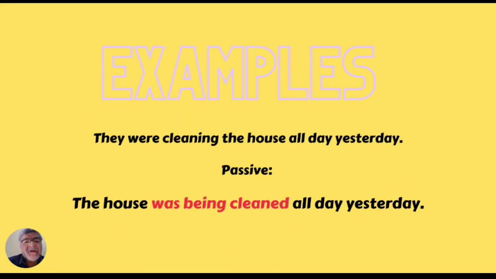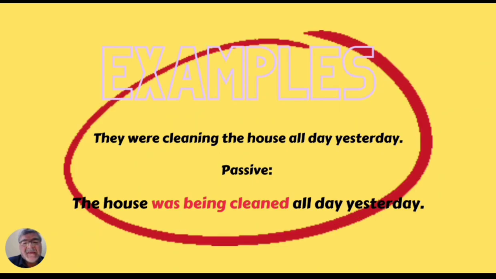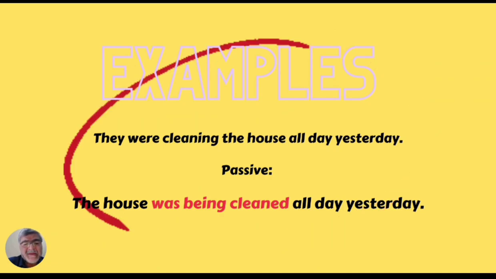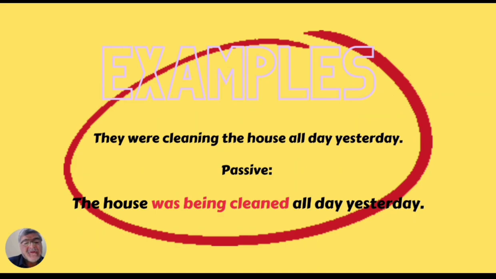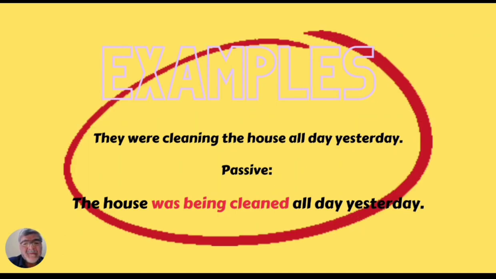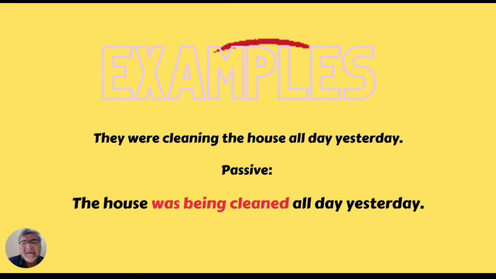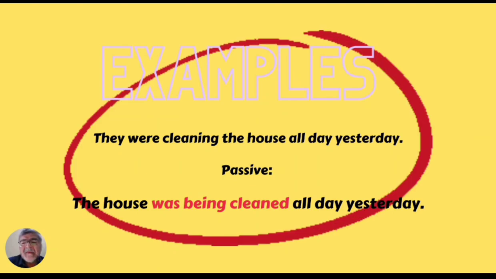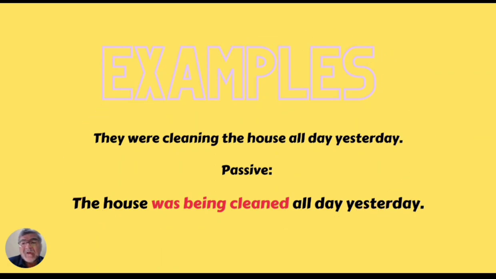The example, they were cleaning the house all day yesterday. The house was being cleaned all day yesterday. And the form of the verb, you can see that it was being cleaned. And if it is plural, then we say the houses were being cleaned. So it's that simple. By just producing more examples, you can learn this, internalize it, use it in your production automatically. Another example, he was painting the walls when I arrived.